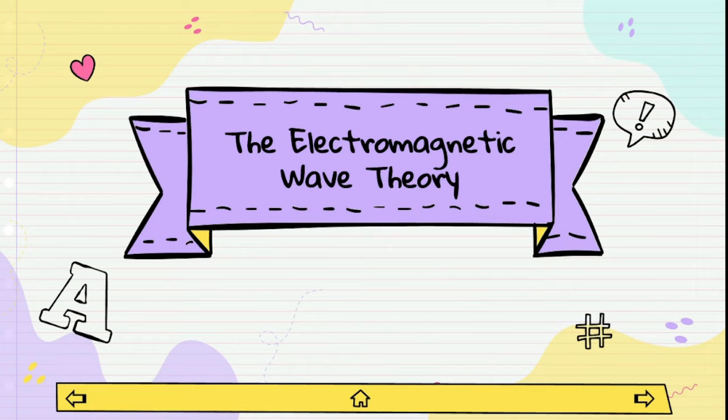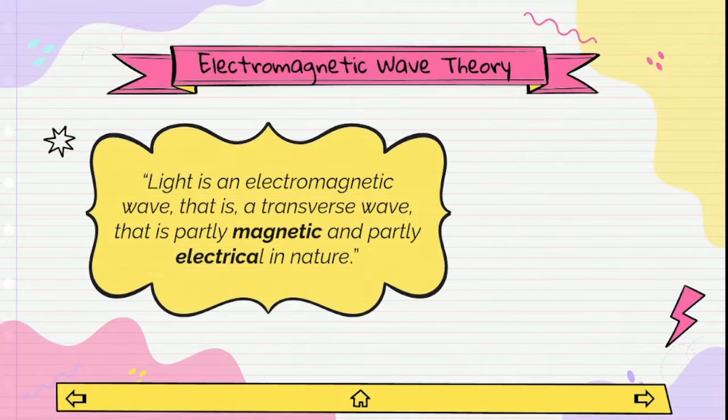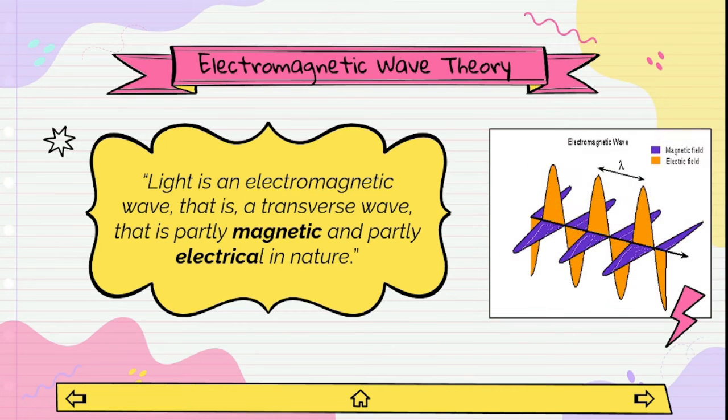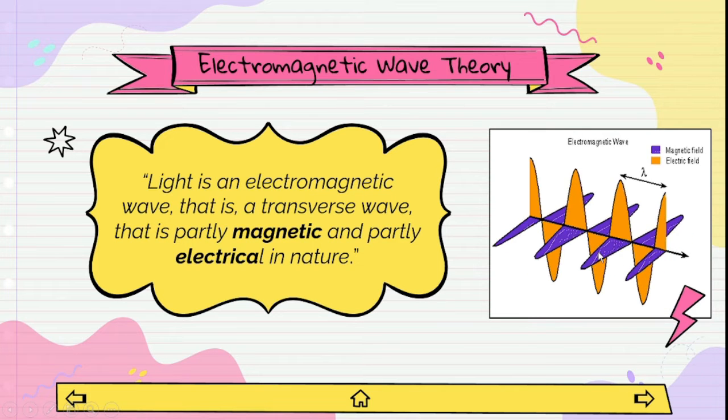These concepts on electromagnetism led Maxwell to propose the electromagnetic wave theory. It states that light is an electromagnetic wave that is a transverse wave that is partly magnetic and partly electrical in nature. The magnetic wave and the electric wave are perpendicular to each other, as shown in this figure.